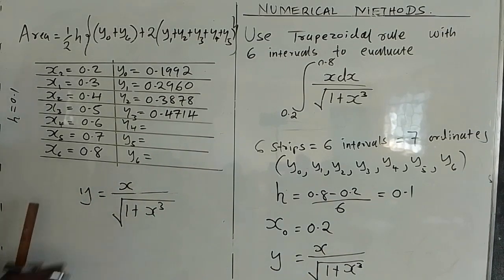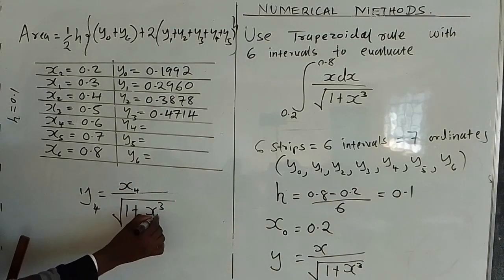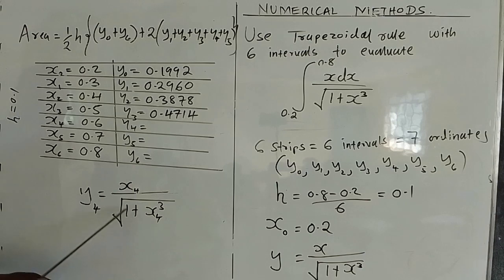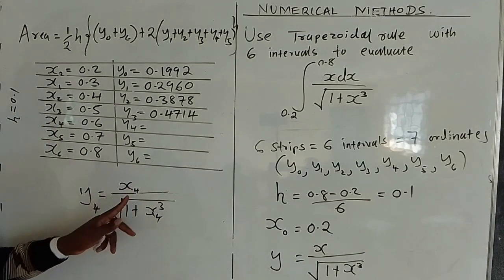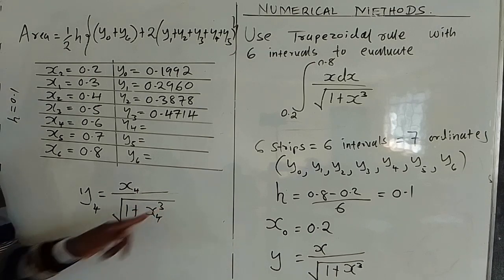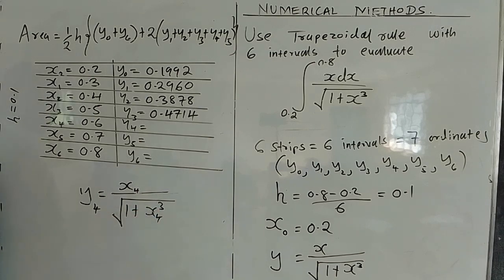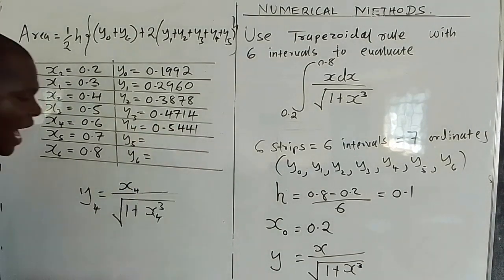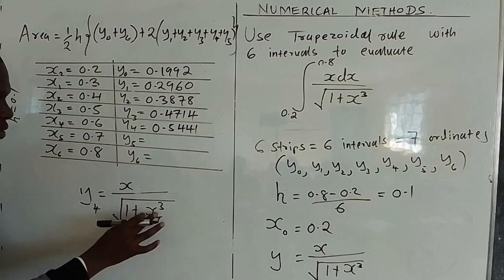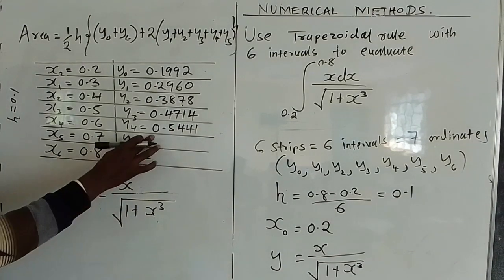What is y4? When this is y4, that means it is x4. So y4 will be x4 over square root of 1 plus x4 cubed. x4 is 0.6, so 0.6 over square root of 1 plus 0.6 cubed. What do we have? 0.5441. Can you continue with the same procedure to get me y5 and y6?